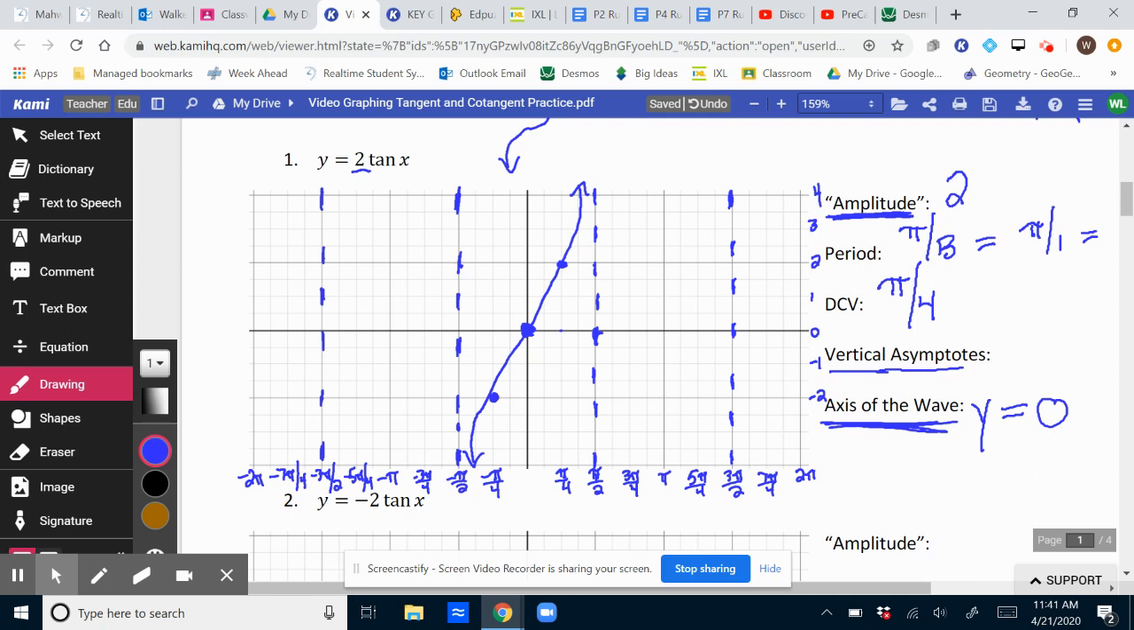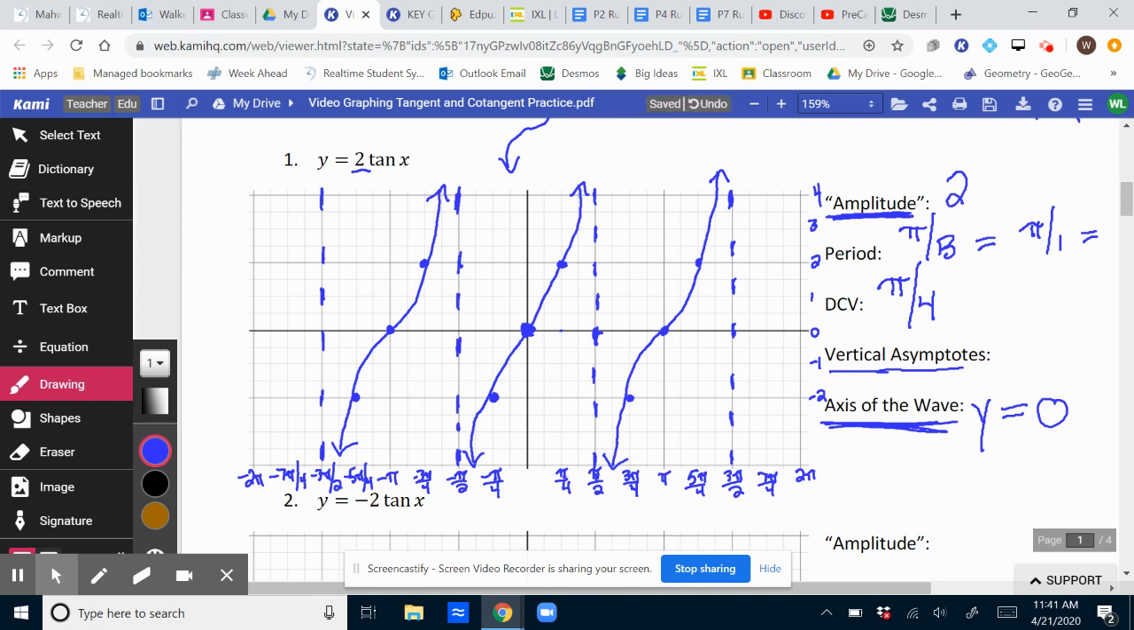Now I'm going to fill in these other 2 sections here. Between your asymptotes, there's always a midline point right in the middle, and then you should always have a total of 3 dots in each section, or between each pair of asymptotes, you should have exactly 3 points. One on the midline, and then one that's A units up from the midline, one that's A units down.